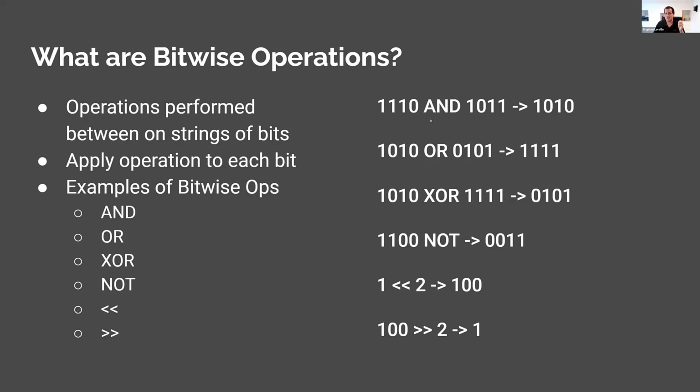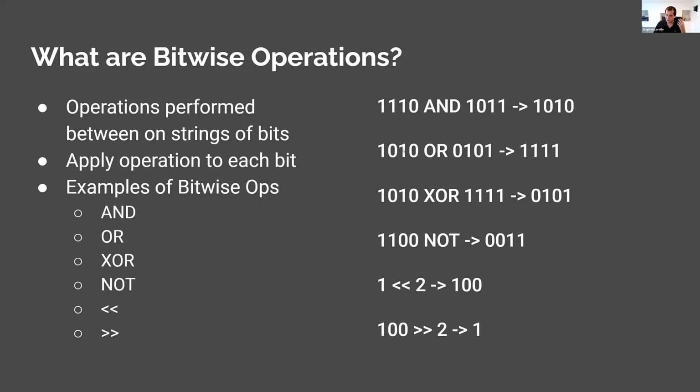So like an AND, if you have two strings of bits like 1110 and 1011 that we have here, and you AND them together, you go through each bit in the string and you compare them. For AND, if both are 1, they come out 1. If one is 1 and the other one's 0, it comes out 0. If either of the bits are 0, it comes out 0.